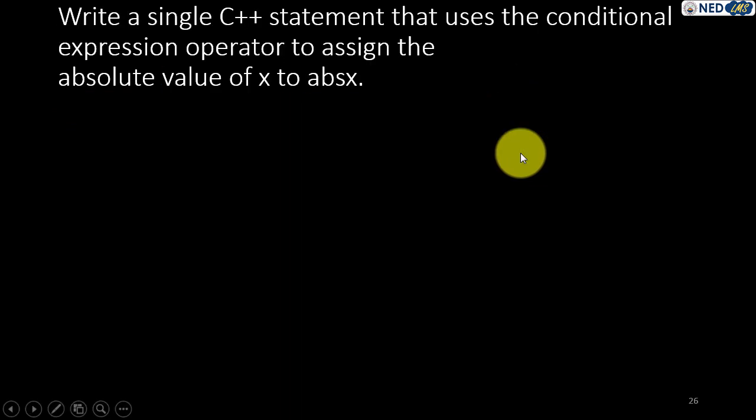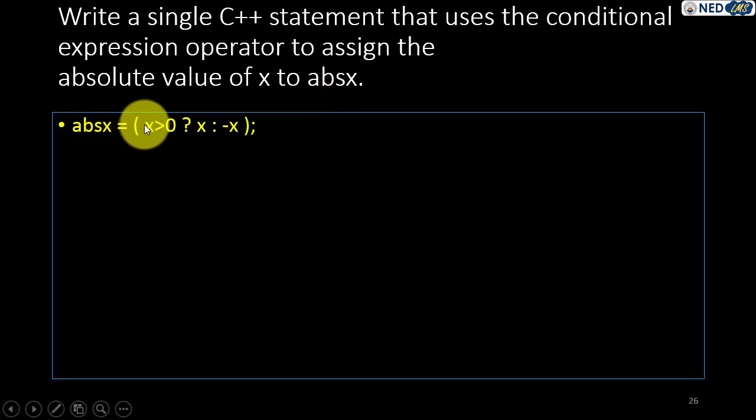Write a single statement that uses the conditional expression operator to assign the absolute value of x to a. We check if x is greater than 0, and if x is greater than 0, then x is going to be returned, otherwise -x is going to be returned.